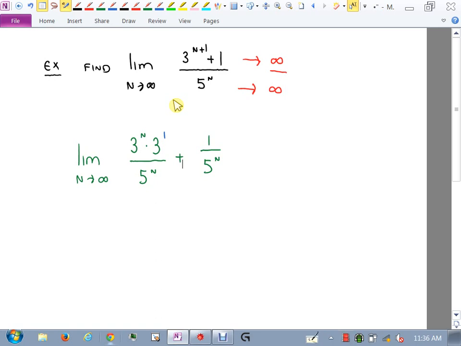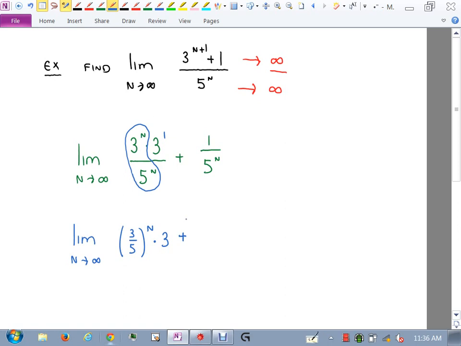Now, the reason why I did that is because I want you to notice that these 2 factors are both raised to the n power, right? So there's a property of exponents that says I can write this. Limit as n goes to infinity, I can rewrite that 3 to the n over 5 to the n as 3 over 5 to the n. Then I still have sitting next to that the 3. Everybody agree with this?